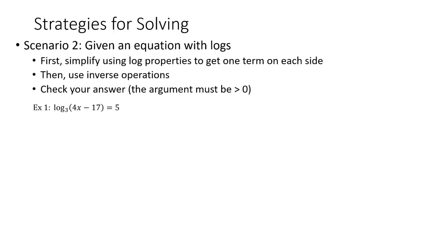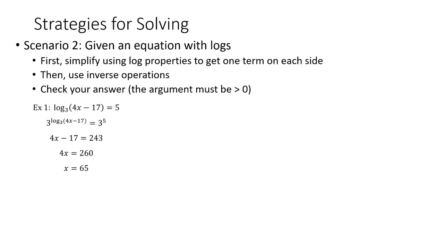So to undo that, we need to raise it to the power of 3, and we need to make sure that we're doing that on both sides. Just like when we're solving a linear equation and we add 3 to both sides, or divide by 3 to both sides. We want to use the same number. And now, on the left-hand side, we've done inverse operations with the same base. Now we just have 4x minus 17, and we can simplify that 3 to the 5th. Now it's just a linear equation to solve. We can add 17, divide by 4, and there we go.